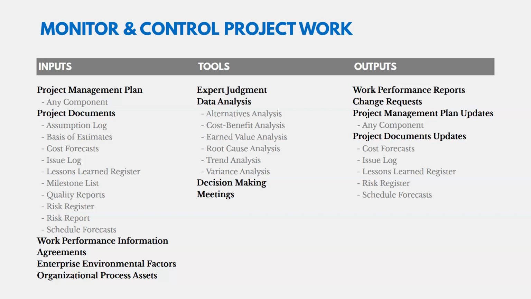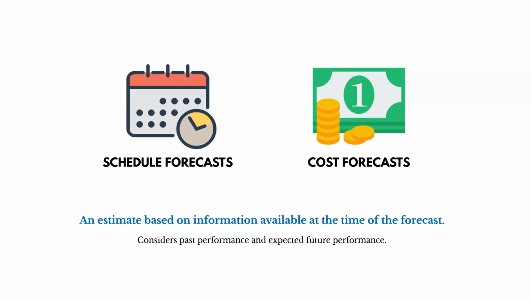Okay, let's talk about some of the outputs. Two that I want to focus in on are cost forecasts and schedule forecasts. As we check the progress of the project, we do some analysis to figure out if we're on track and how much longer it's going to take to get the work done and how much it's going to cost us. We're going to generate these two things, cost and schedule forecasts. These are an estimate based on information available at the time of the forecast. It considers past performance and expected future performance. We're forecasting out to the future.